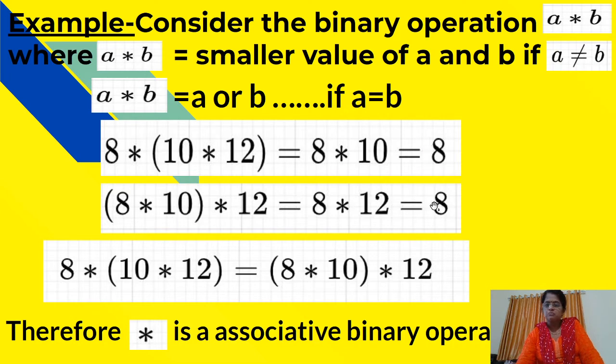That is, both the values are the same, and therefore these two values on the LHS and RHS should be the same. That is, 8 star (10 star 12) is equal to (8 star 10) star 12, and therefore star is an associative binary operation, because A star (B star C) is equal to (A star B) star C.